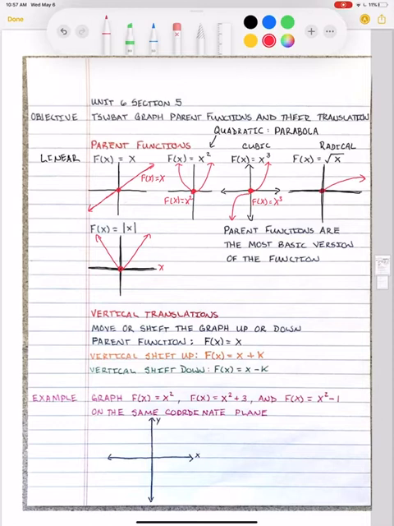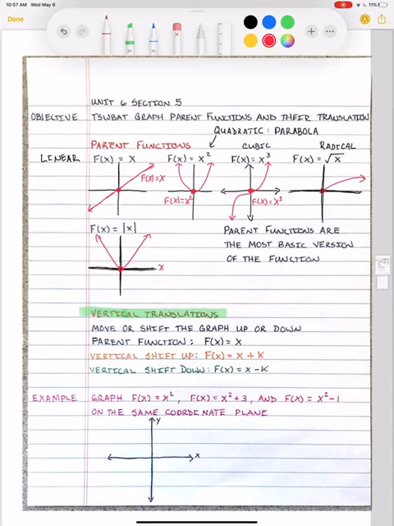So the things we're going to be talking about is taking these parent functions and shifting them up and down based on vertical translations, which is what you see here. Vertical translations move or shift the graph of the parent function up or down. For example, if our parent function was f of x equals x, then to shift it up, we would see f of x equals x plus some number, in this case k. To shift down, it would be f of x equals x minus some number, again in this case k. K is just an example. There will be a number there in place of k.